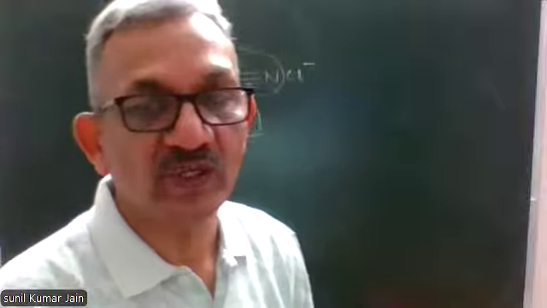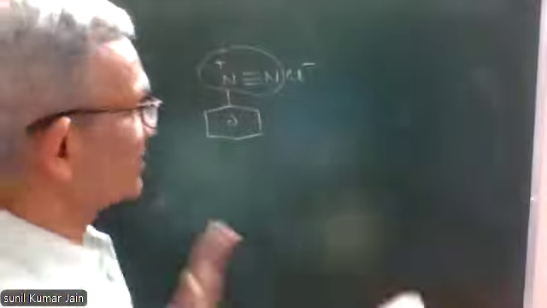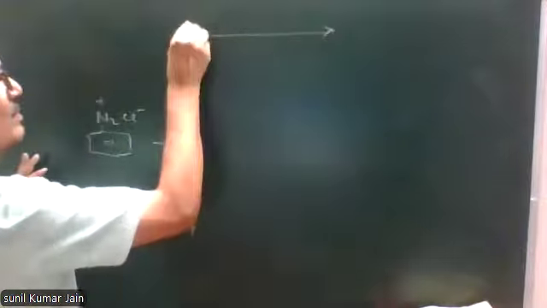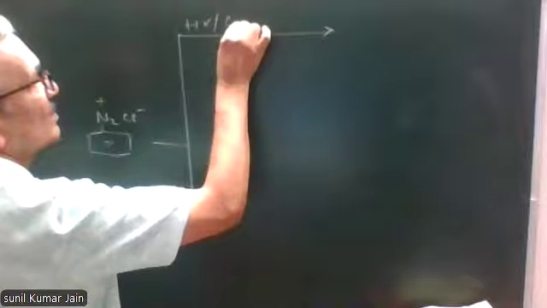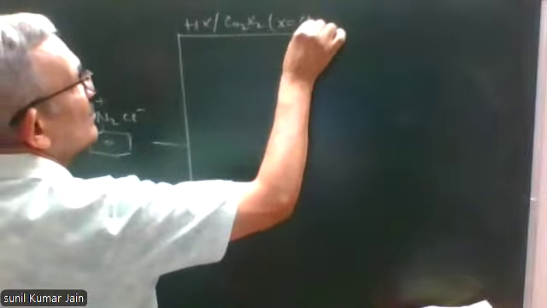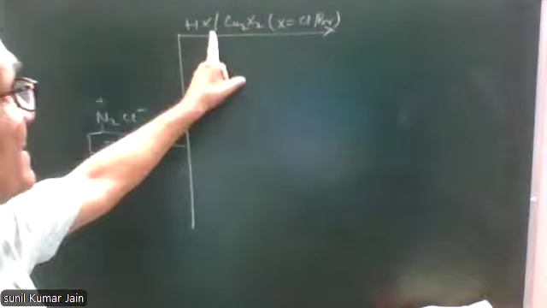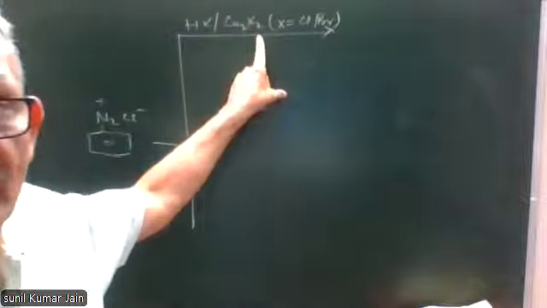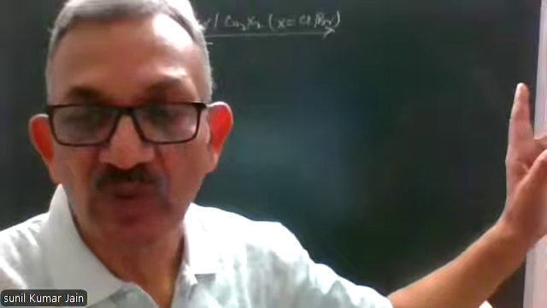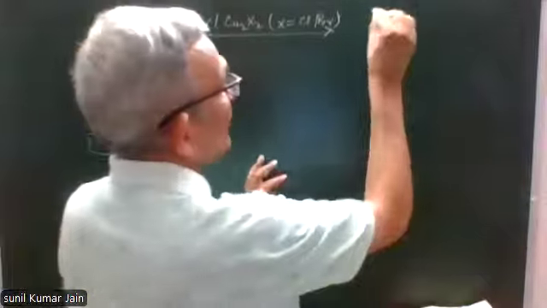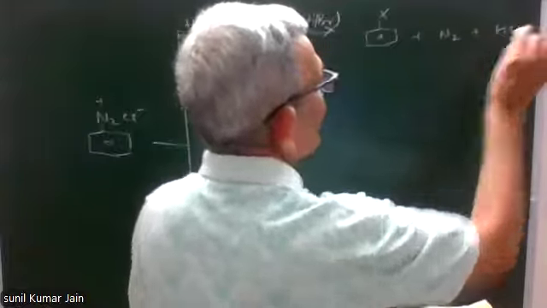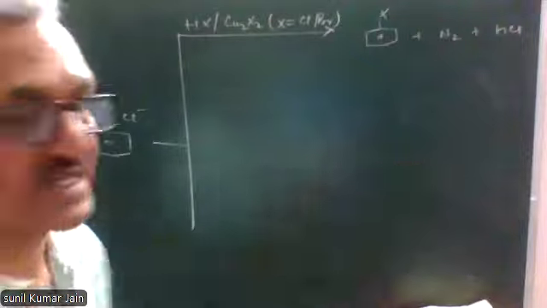Now this diazonium salt is converted into aryl halide, for which I'm giving you four different reactions. Diazonium salt is reacted with HCl or HBr, where X should be chlorine or bromine, in the presence of cuprous halide, Cu2X2, that is Cu2Br2 or Cu2Cl2, leading to formation of aryl halide, nitrogen, and HCl. This method is called Sandmeyer's reaction.